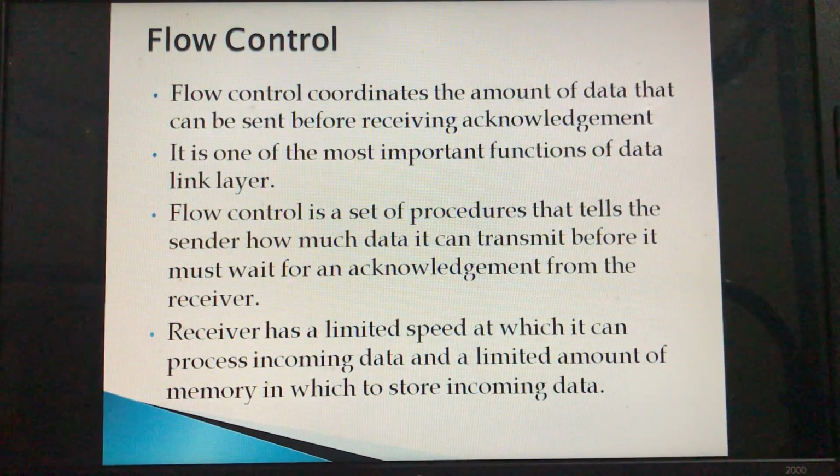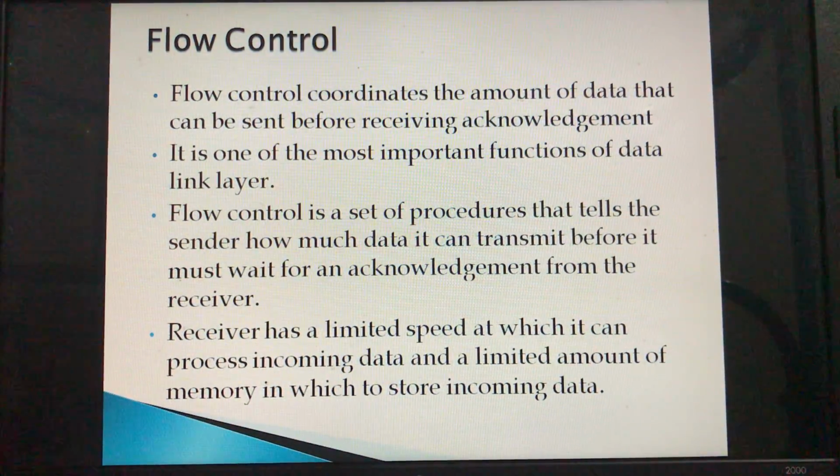Hi everyone. Today we will discuss two important aspects of the data link layer. The first one is flow control. Flow control coordinates the amount of data that can be sent by a sender before receiving an acknowledgement. It tells the sender how much data it can transmit.